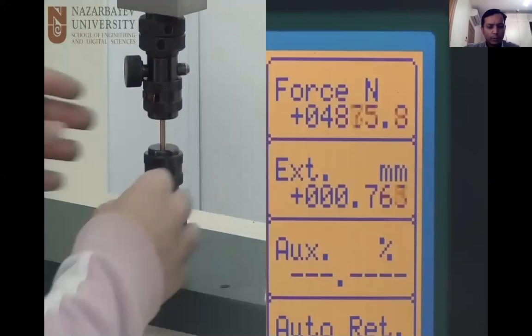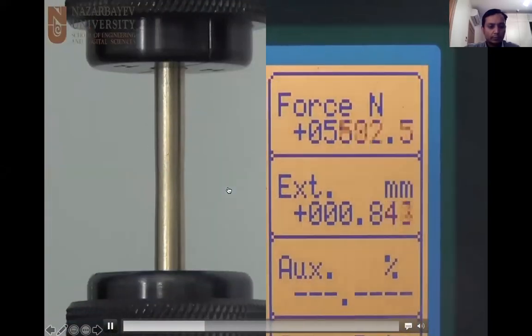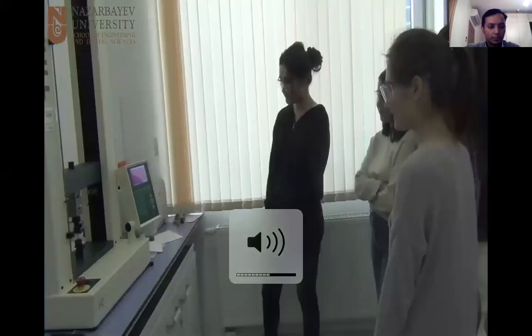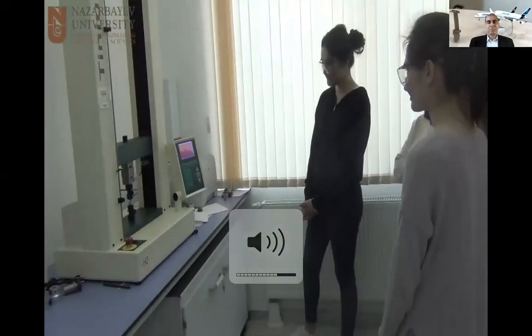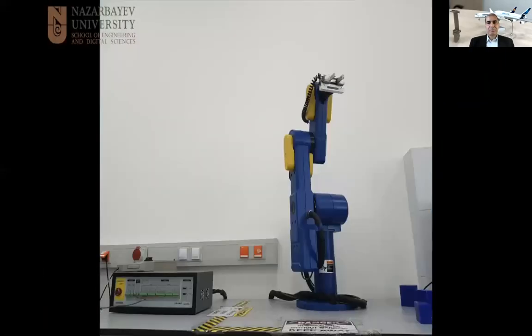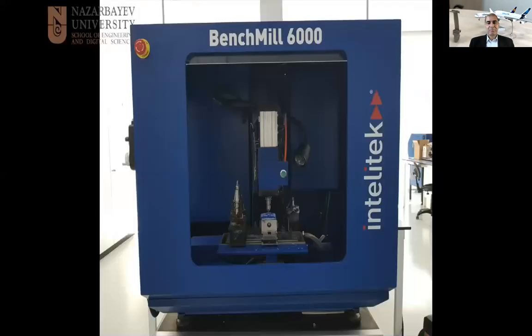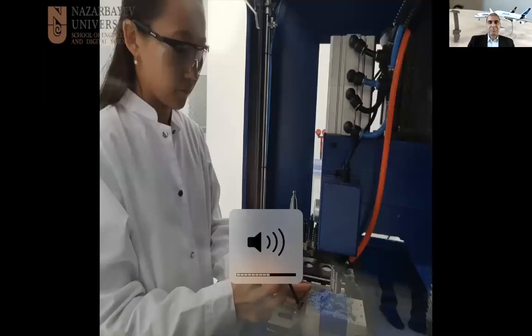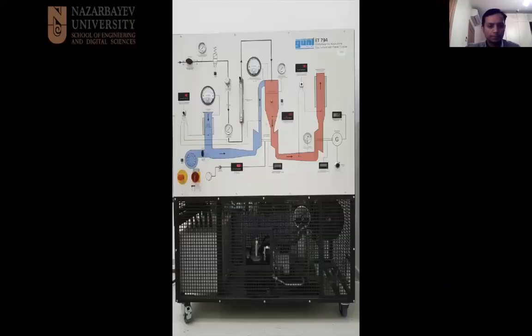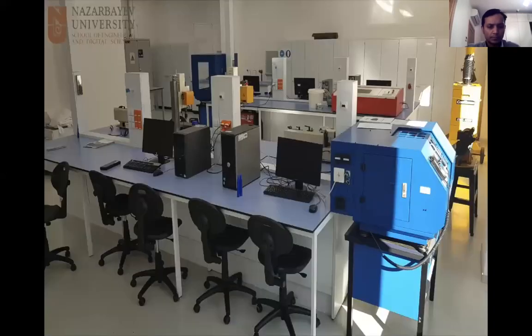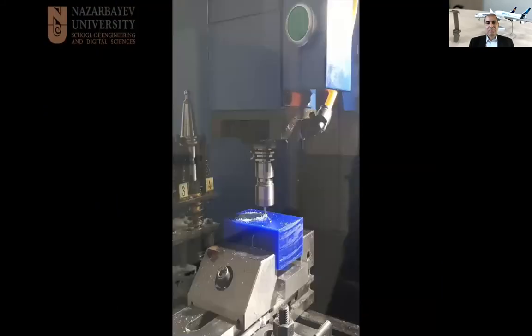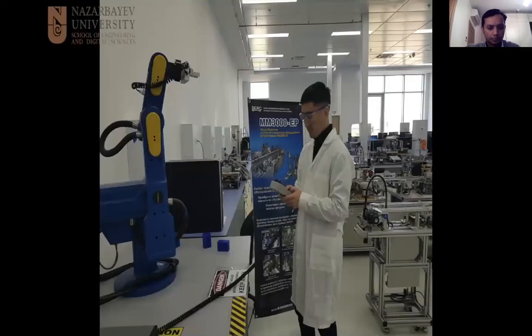Here are a few of the lab equipment. You will see that they're doing experiments, you know, the hardness tester, UTS machines there. We have CNC machines, right? It's a very quick overview. We have wind tunnel as well. This is CNC machines.